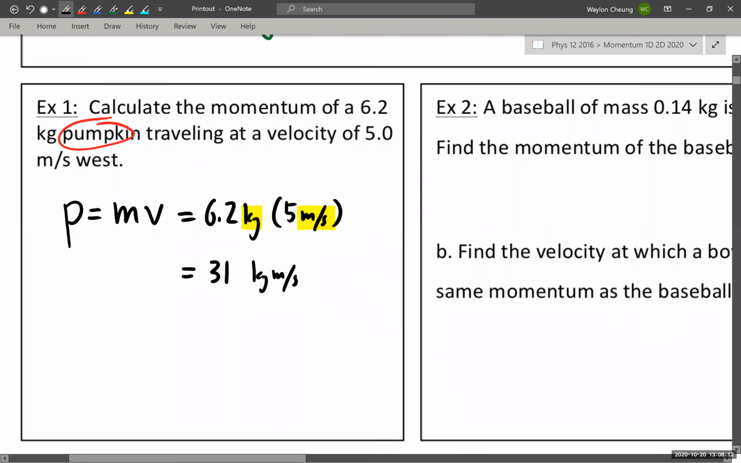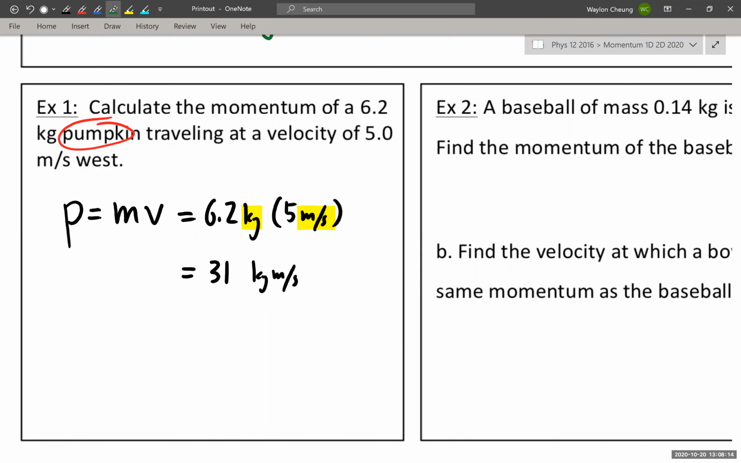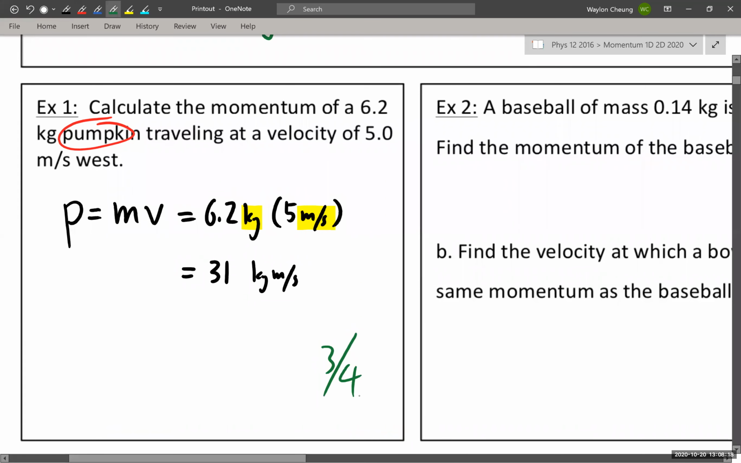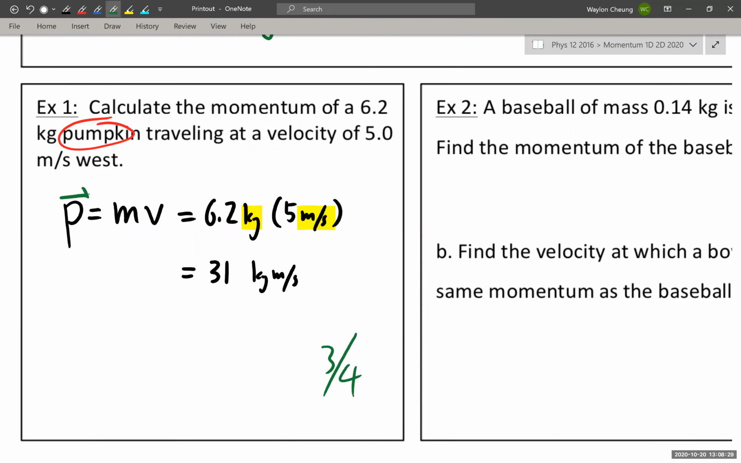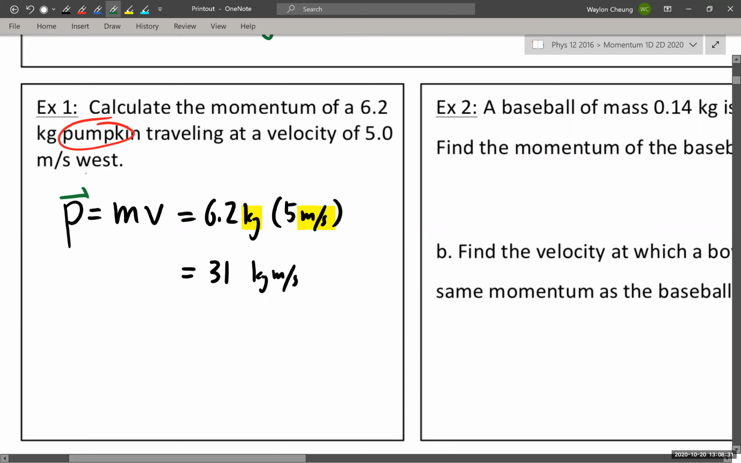But watch out. For example, let's say this is your answer, right? At the end, Mr. Chung gives you 3 or 4, and then you're like, oh, why do I lose 1 mark? Momentum has direction, my friend. Did you give me a direction? No, you did not. So you lose 1 mark. West is the direction of the speed. So you have to watch out.